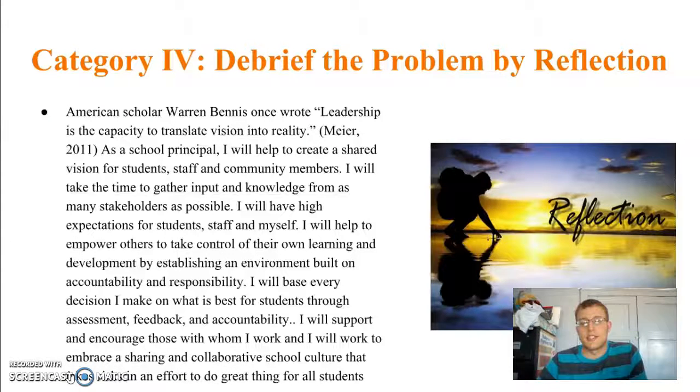In reflection, I think creating a vision with reality will help all schools, bringing together the students, staff, and community members. I will create high expectations to create a positive school culture with teachers. And if teachers are happy, students are happy.